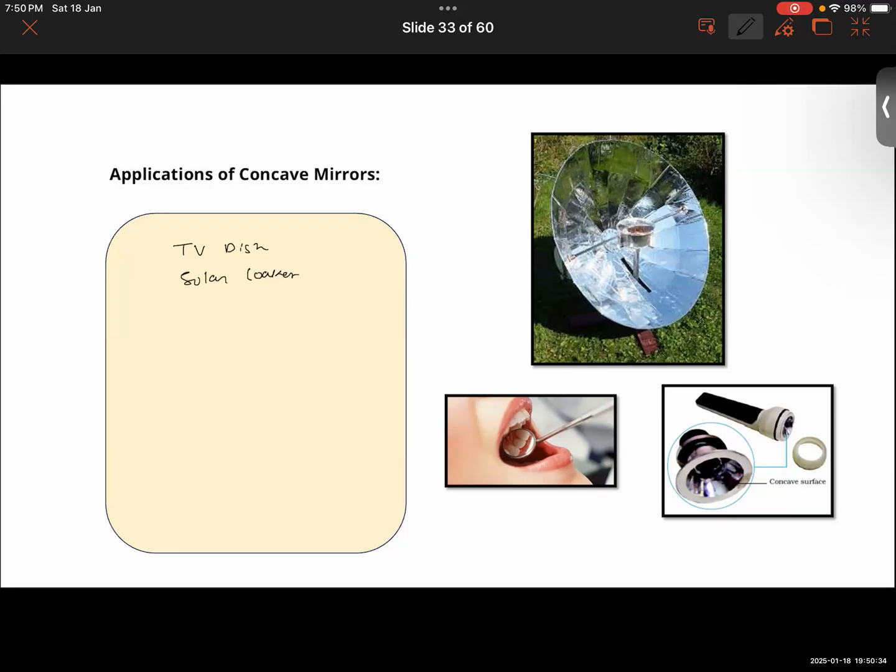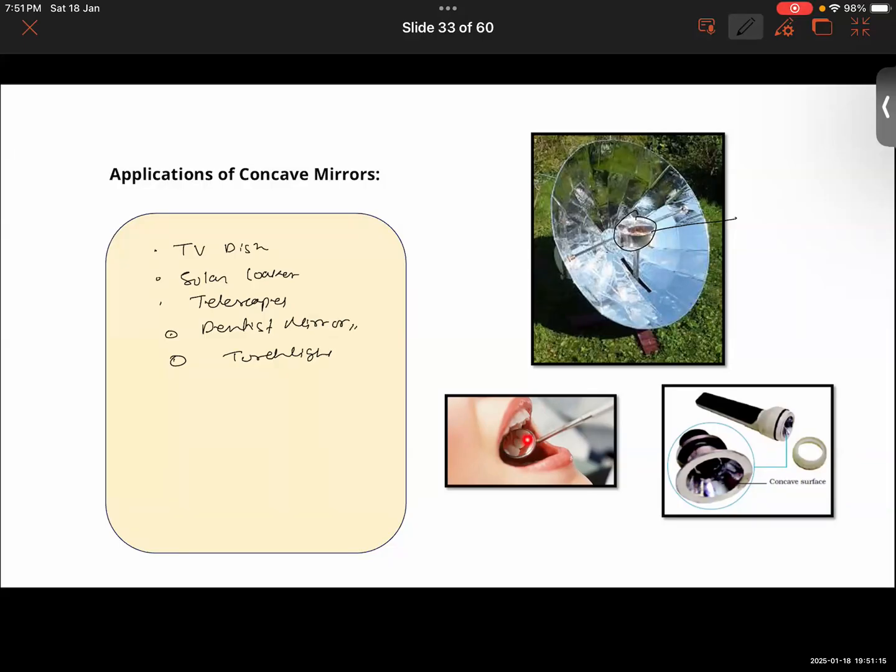The image above is that of a solar cooker. You can see a cooking utensil placed here, right? If you have put some food or water in it, it will start to become very hot. It will start to boil. So there it is used. In telescopes, concave mirrors are used. Further, in the dentist mirror, and also in the torch light. In the dentist mirror, it is used.